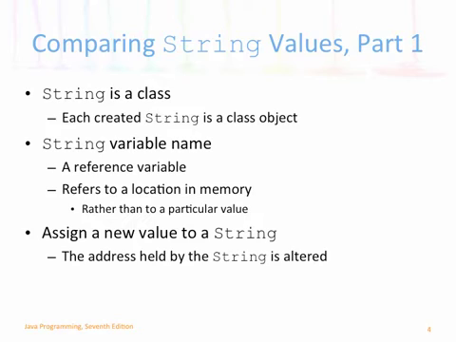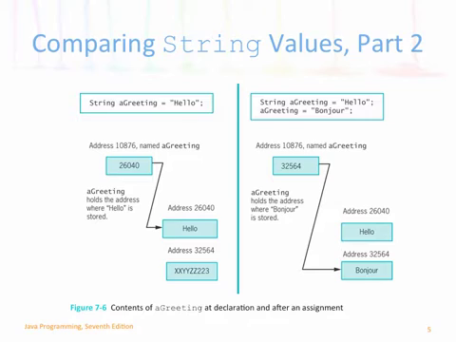Primitive types are not reference types. Primitive types have the actual value stored at the location represented by the variable name, but reference types all contain an address. So for example, if you have String aGreeting = "Hello", Hello might be stored at address 26040, and 26040 will be in the variable referenced by aGreeting. So it's a reference pointing to another location.